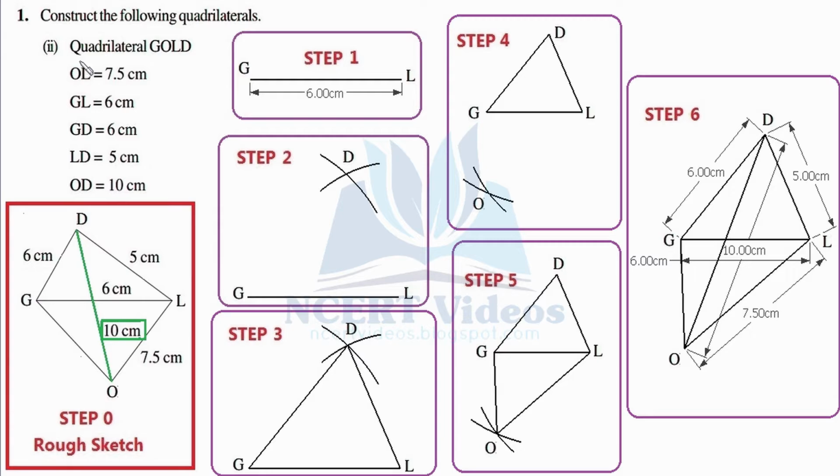In this case, we have to construct a quadrilateral whose name should be GOLD, that is gold. First of all, we must check what are the sides and what are the diagonals. For that, we use the approach of continuity. OL, they are continuous, therefore it must be the side of the given quadrilateral. GL, well, O is missing, therefore this is not continuous, therefore it must be one of the diagonals of this quadrilateral GOLD. GD equals to 6 cm.